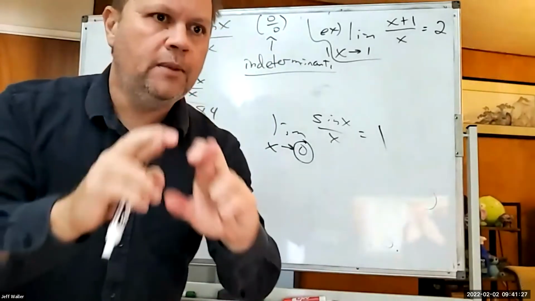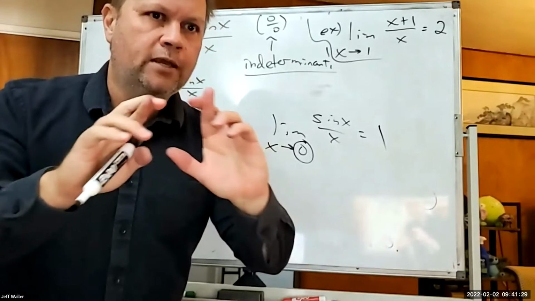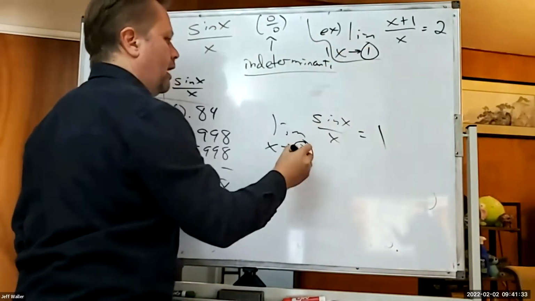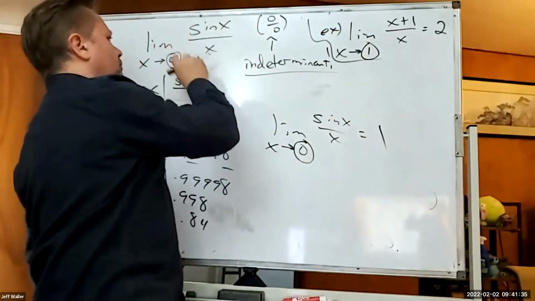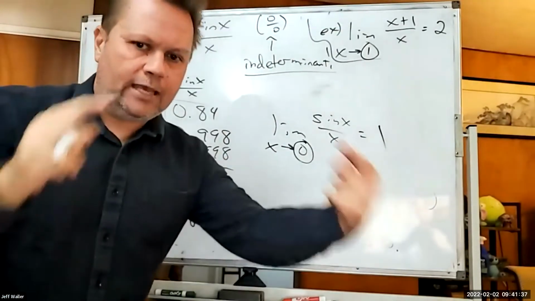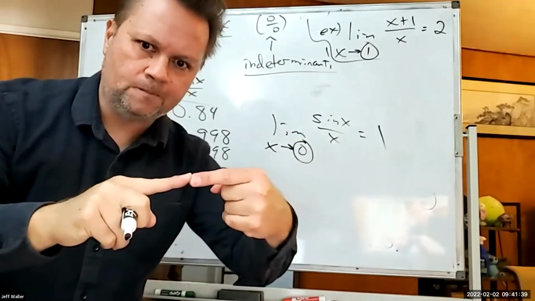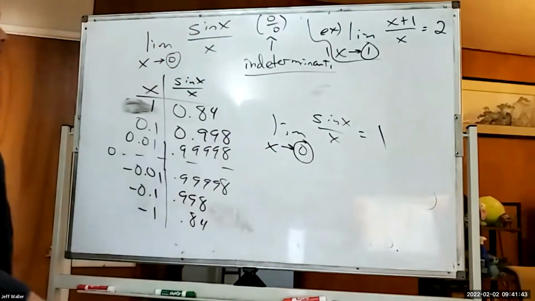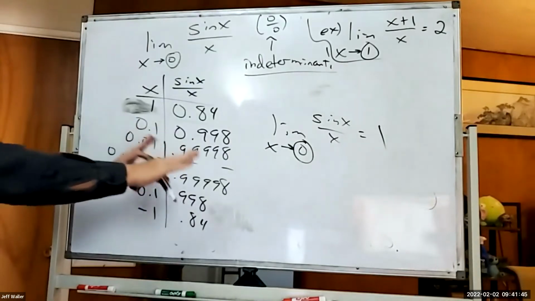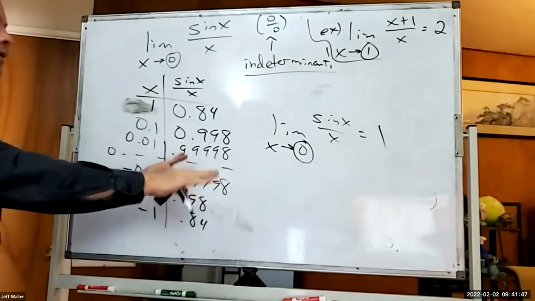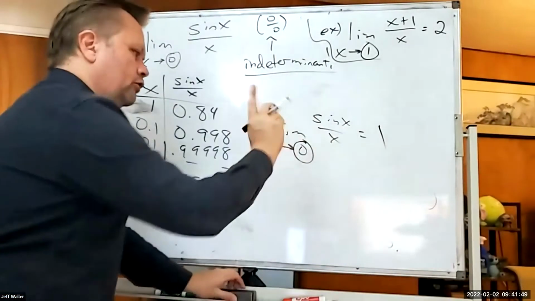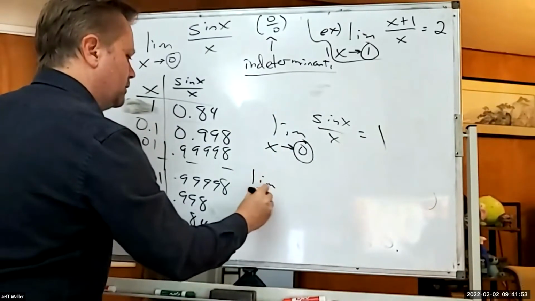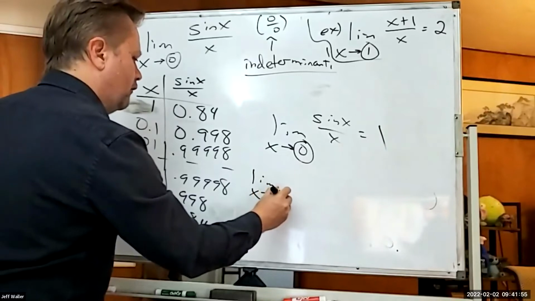So why are limits so powerful? Because they allow you to investigate something close to a problem spot without actually getting to the problem spot. So that is the idea of a limit. And real quick, let me write this. So what's the limit as x goes to 0 from the right?